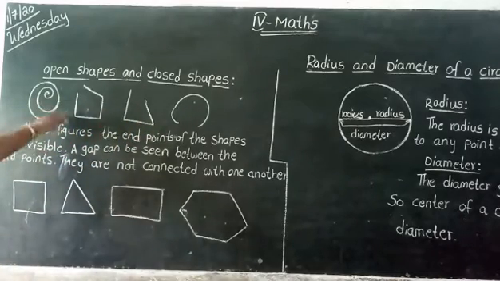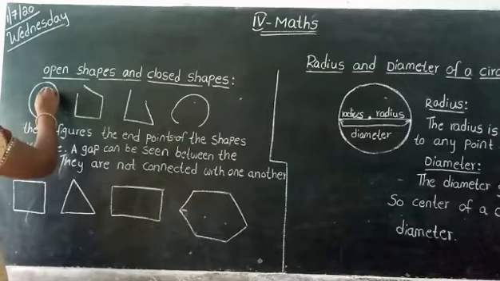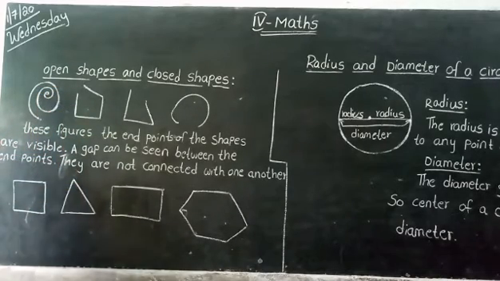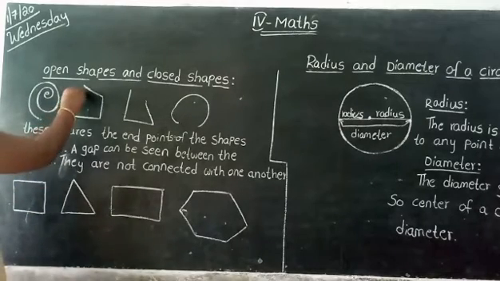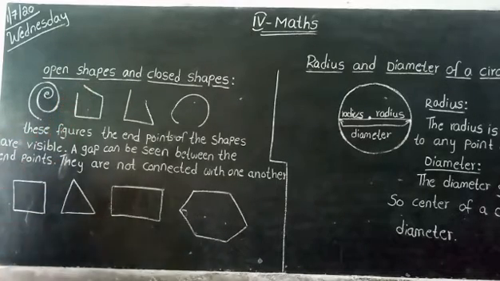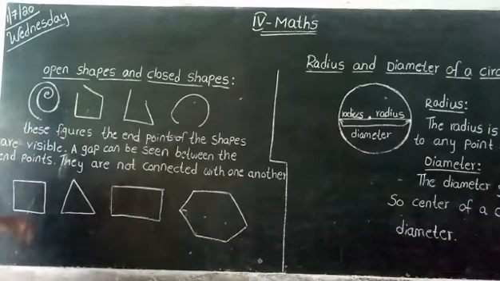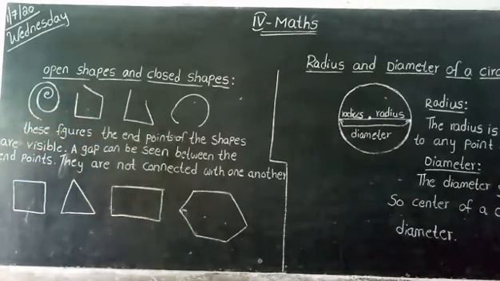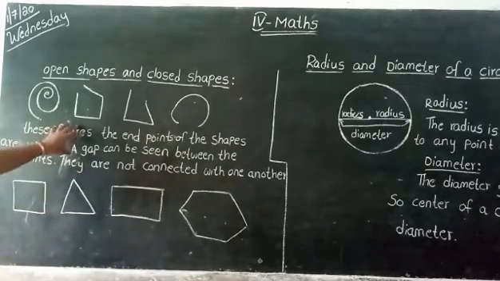So this type of picture is called an open shape. What is that? This type of picture is called an open shape. These are not connected with one another. We can see two end points. See here, this is and this is. We can see two end points visible. These types of shapes are called open shapes.